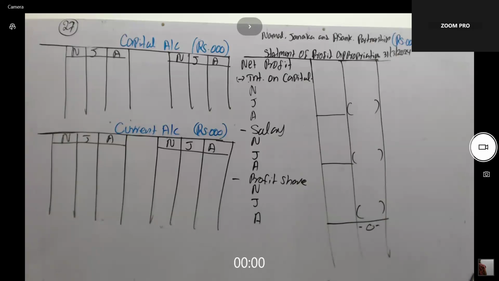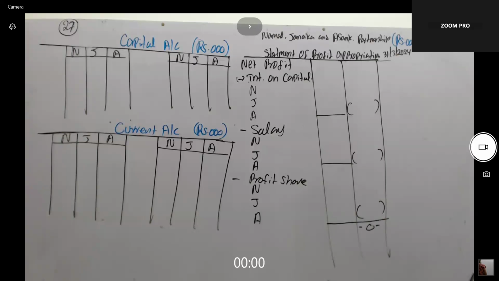First one, draw the format. The appropriation account is relevant for 3 partners. Capital account 3 columns, current account 3 columns. Retirement is given at the end of the year. Here you need to understand that if a partner retires at the end of the year, that retiring partner has also been there during this year. Therefore, the retired partner also gave their contribution to generate profit, so when preparing the profit appropriation account, all 3 partners should be included.